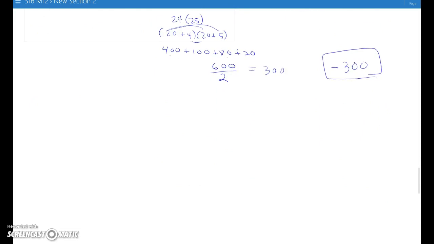Okay, so that's all we have for section 9.1.